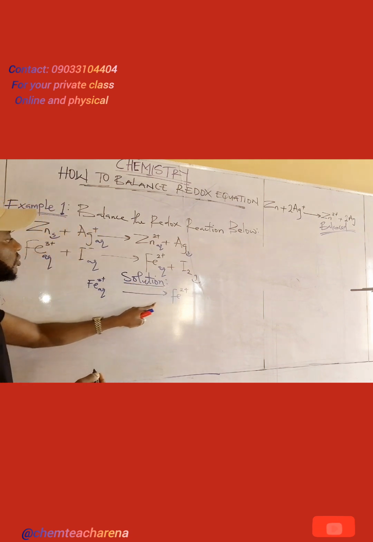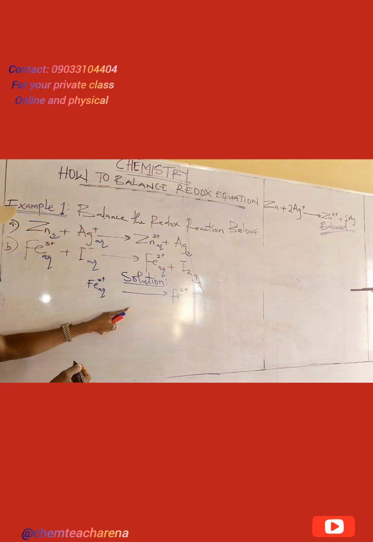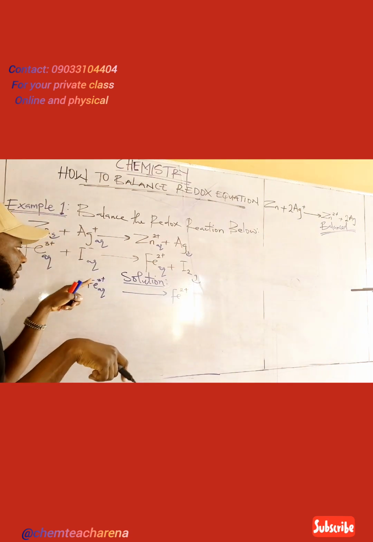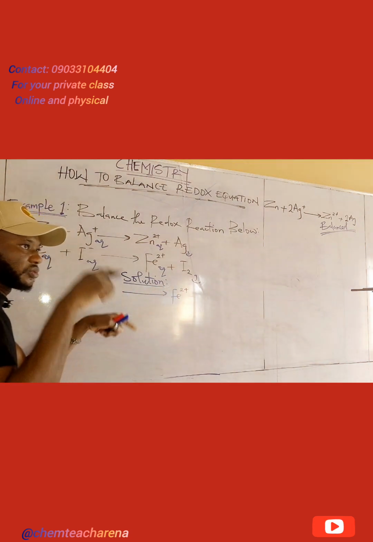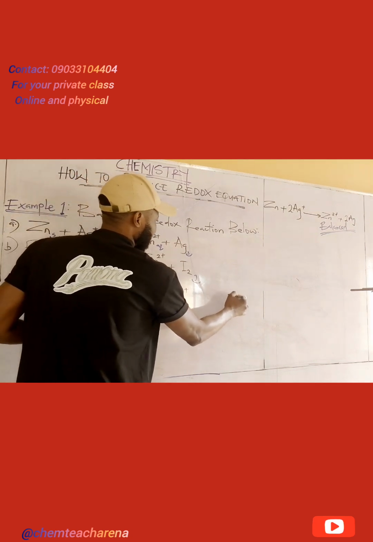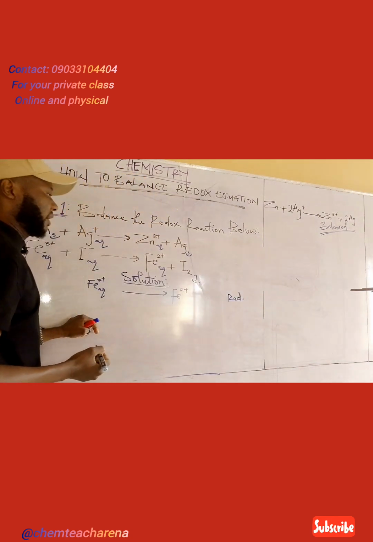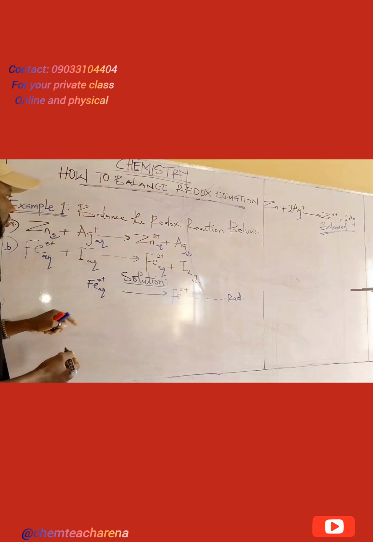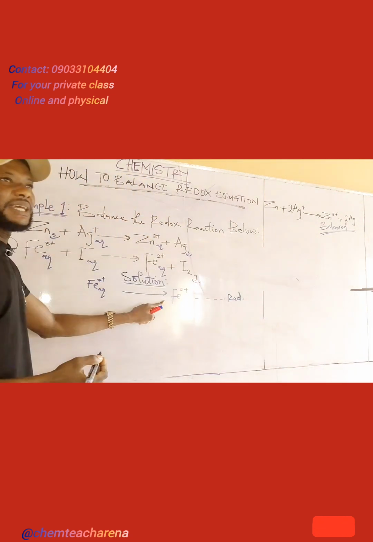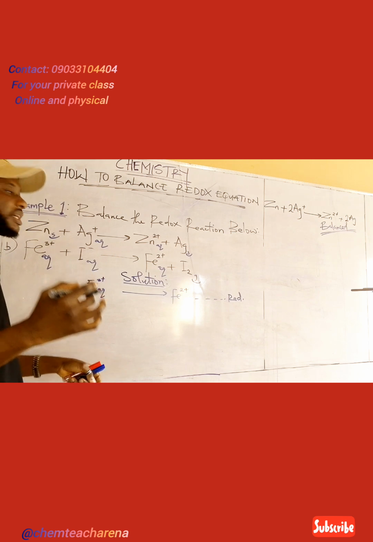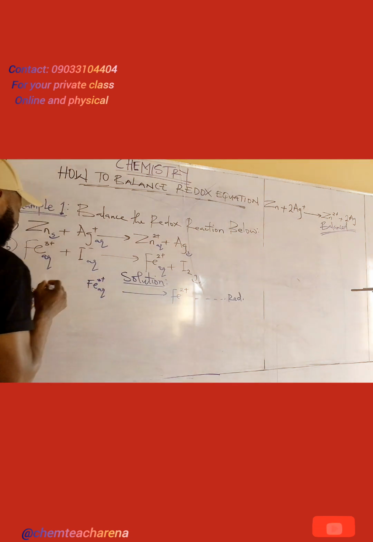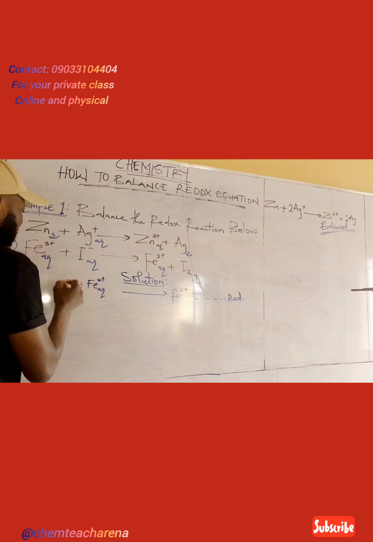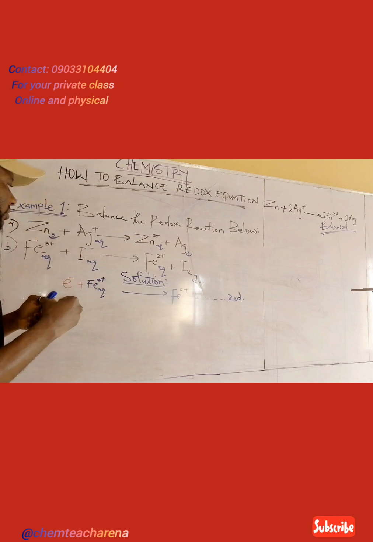So what do we do? This is 3, this is 2, this is reduction reaction. So I will write red. That's my reduction half equation. So 3, 2, I will add electron to the side with higher charge. 3, 2. So I will add plus 1 here, plus e minus.